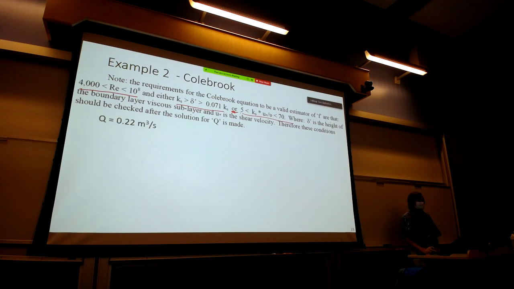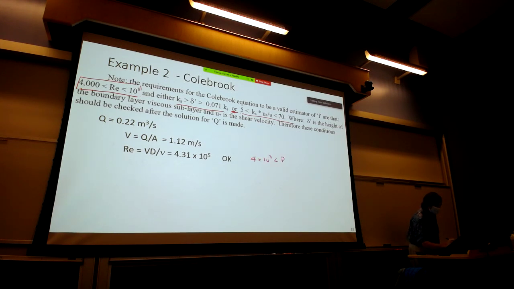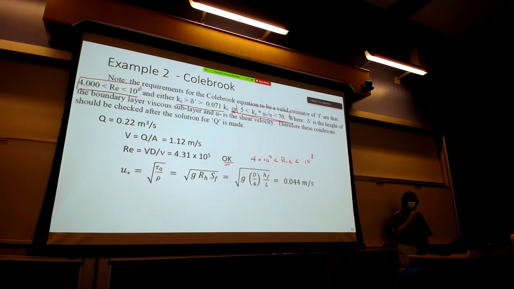So, we had a discharge of 0.22 cubic meters per second. That's what we just said. From that, we rearrange continuity to calculate the velocity, 1.12 meters per second. From that, we can calculate the Reynolds number. And that Reynolds number is 4.31 times 10 to the fifth, and we need it to be between 4 times 10 to the 3 and 10 to the 8th. We certainly meet that range. That's okay. The other requirement was this curious term, ks times u star over mu.